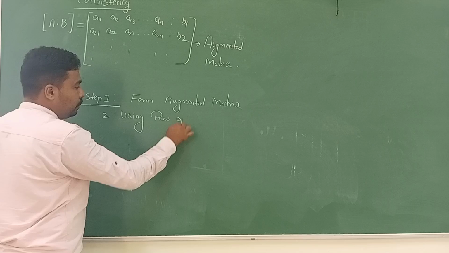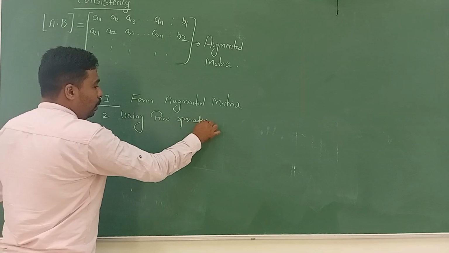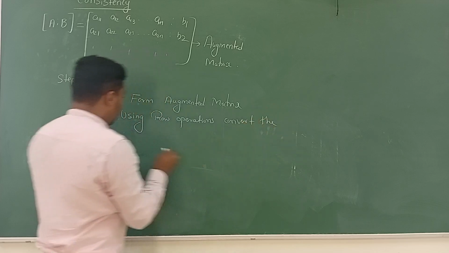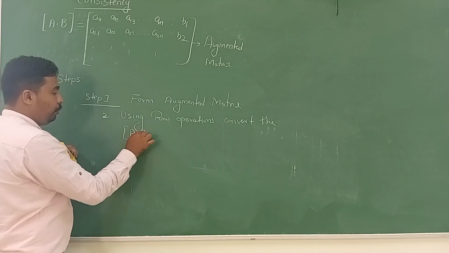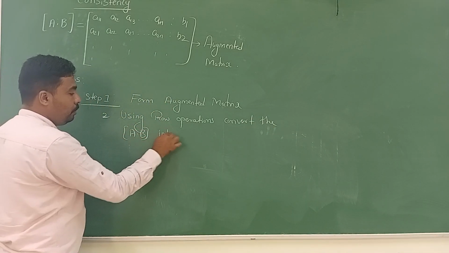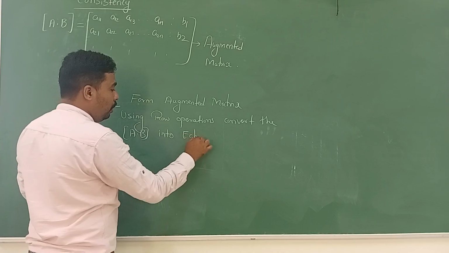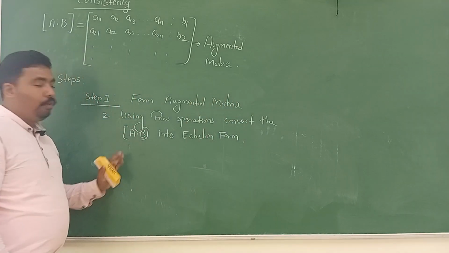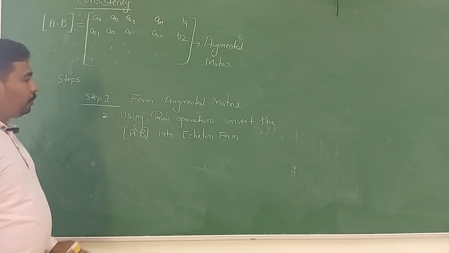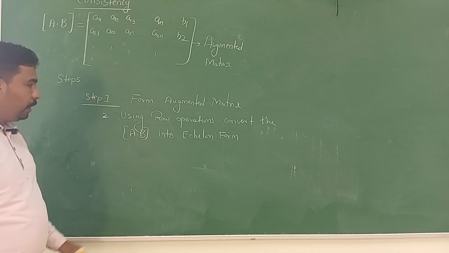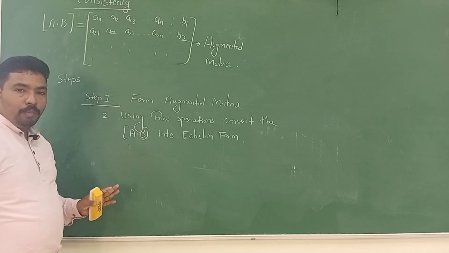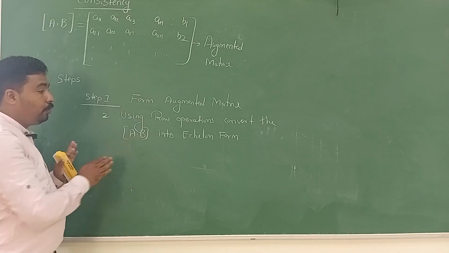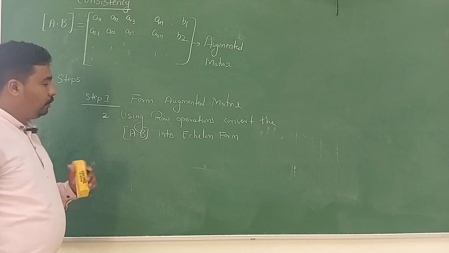row operations. Using row operations, convert the augmented matrix, the A is to B augmented matrix, into echelon form or row echelon form. We have to convert the augmented matrix into echelon form by using row operations. Once it is converted into echelon form, then we have to discuss the possible solutions.